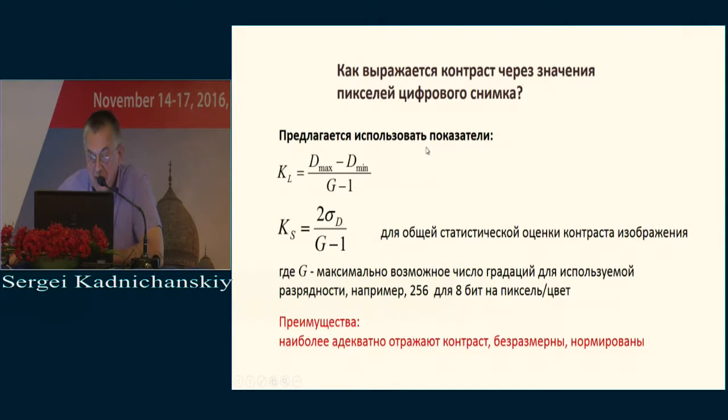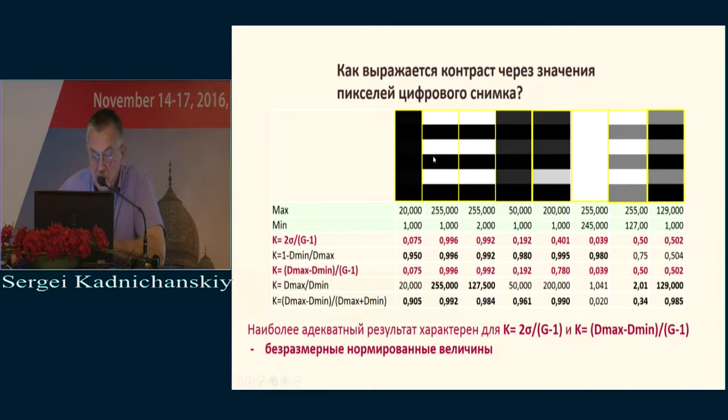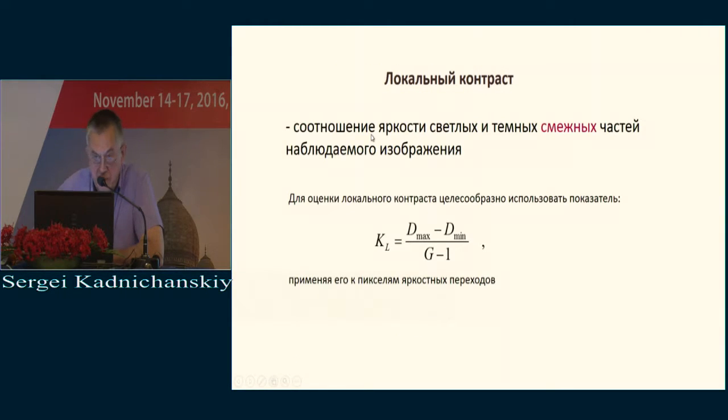That's why, as an indicator for contrast, I suggest using the following formula, which is, I'd say, an improvement over the ones I've shown you before. And in this case, we'll get a standardized and sizable value of contrast, which is more adequate, and standardized. Here you can see them mentioned in these rows as an indicator. You can see that, indeed, they show a situation close to reality and an adequately viewed picture.